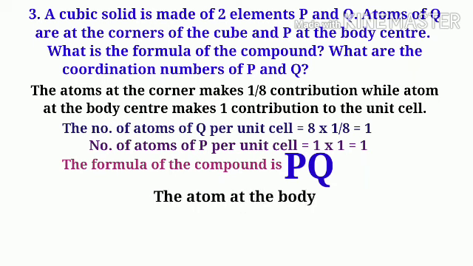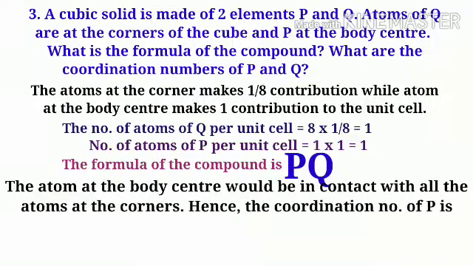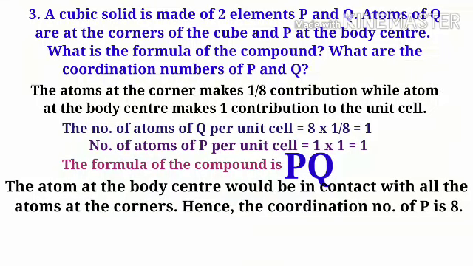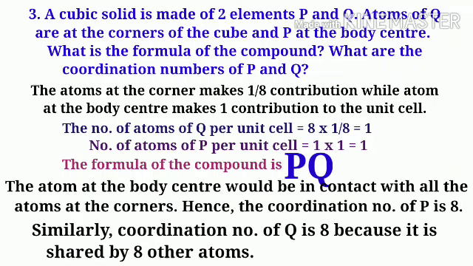The atom at the body center would be in contact with all the atoms at the corners. Hence, the coordination number of P is 8. Similarly, the coordination number of Q is 8 because it is surrounded by 8 other atoms.